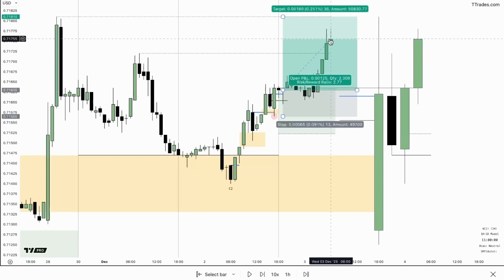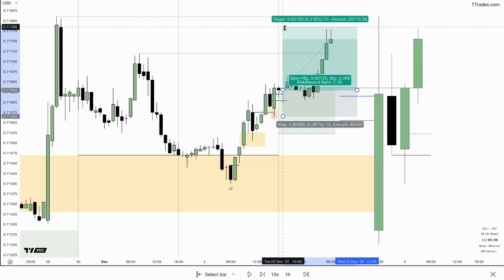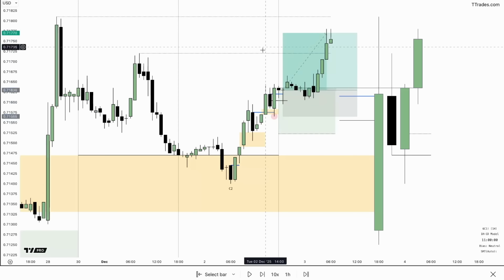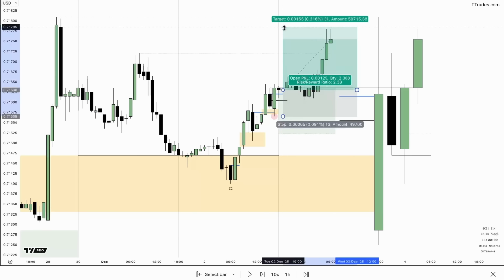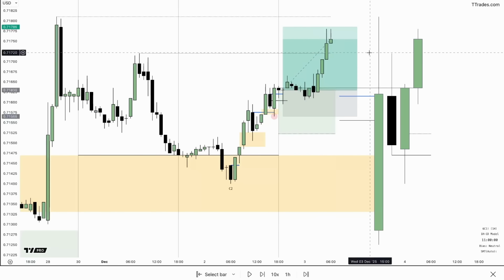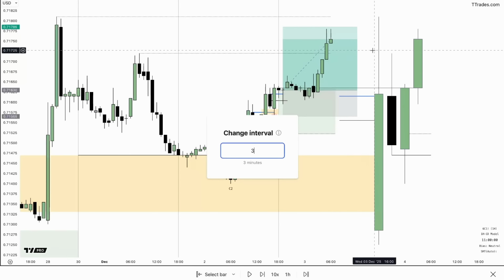So here we are into the New York session. This is when I woke up, and what are we at? We're at over 2R. So I was looking to take some partials off here, but what did I notice? We have 3 candles of expansion. This is when we can get a new phase of price.